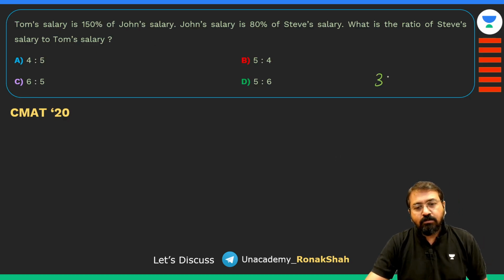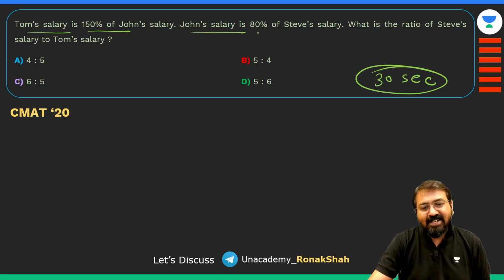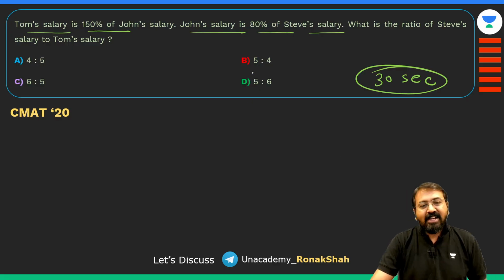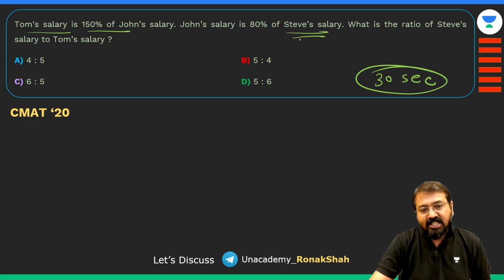Look at this question, guys. It should not take more than 30 seconds to solve. Tom's salary is 150% of John's salary. John's salary is 80% of Steve's salary. What is the ratio of Steve's salary to Tom's salary? I can always start with the last person, that is Steve's salary. So Steve's salary, let's assume 100.